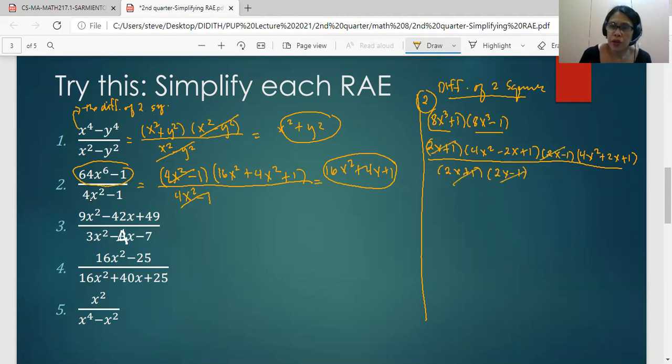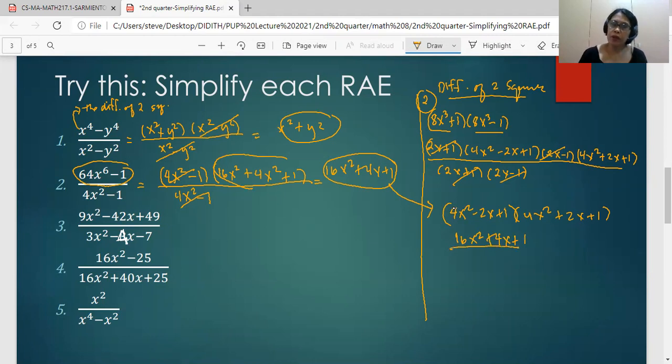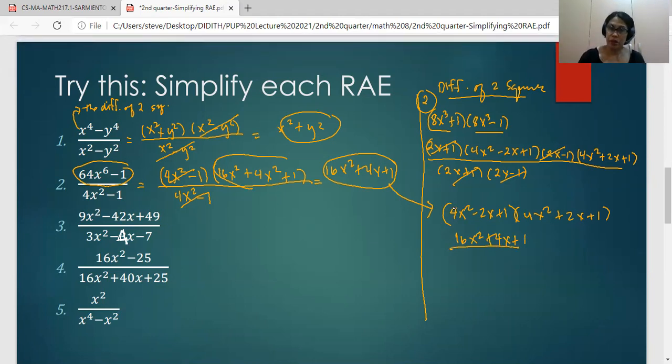There remains 4x squared minus 2x plus 1 times 4x squared plus 2x plus 1. Class, when you multiply the two, this will result in this. This one is the same as the product of this. So this is equal to 16x squared plus 4x plus 1. Same. We've got two different methods, but we come up with the same simplified form. But take note that this one is longer than this one.